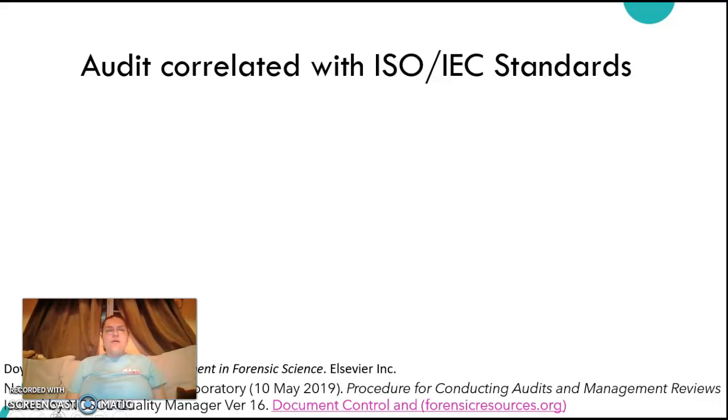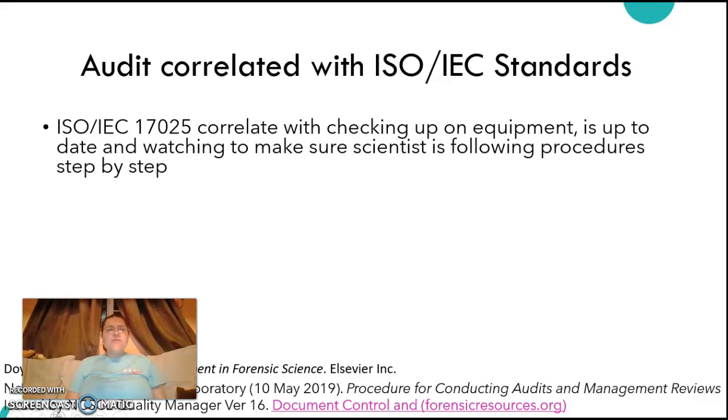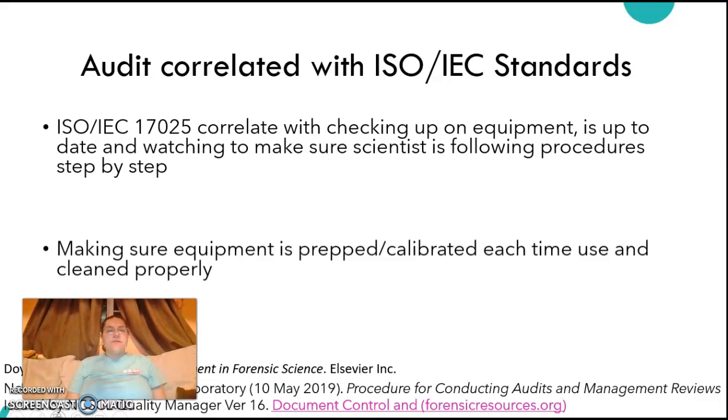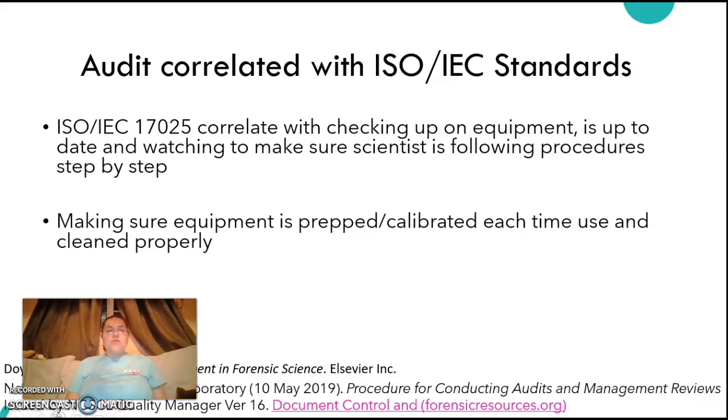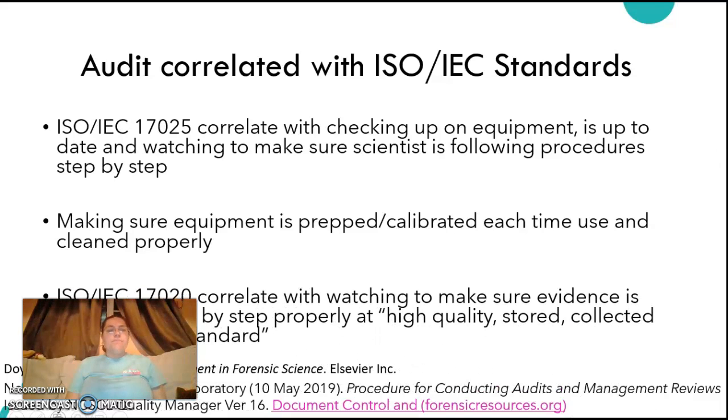So, how is the audit correlated with the ISO IEC standards? The ISO IEC 17025 correlates with checking that equipment is up to date and watching to make sure scientists are following procedures step by step. This is also making sure the equipment is prepped and calibrated each time you use it and cleaned properly. The ISO IEC 17020 correlates with watching to make sure evidence is processed step by step properly at high quality, stored and collected, and maintained to standards.